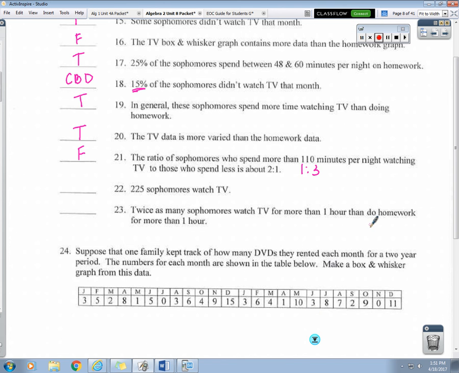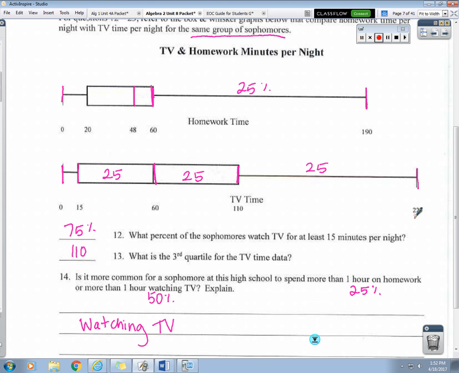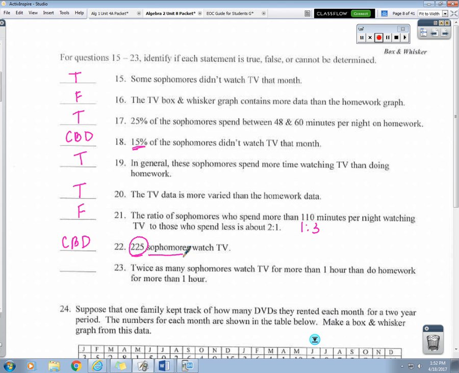225 sophomores watch TV. This is a cannot be determined. This is kind of a trick question because they throw out that 225 and they automatically expect you to look at 225. But this 225 represents what? Minutes. And they're talking about sophomores. Well, do we even know how many sophomores were surveyed?